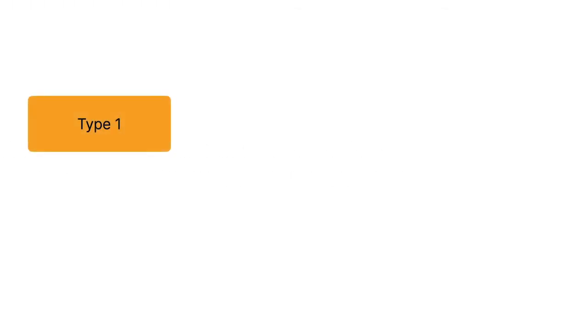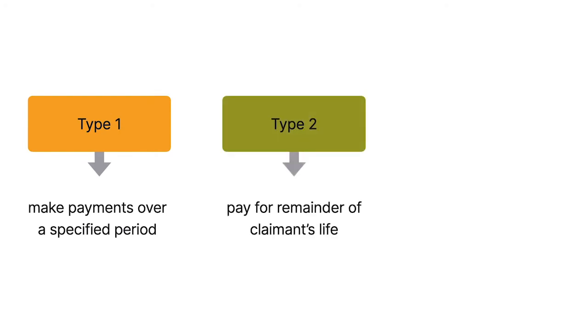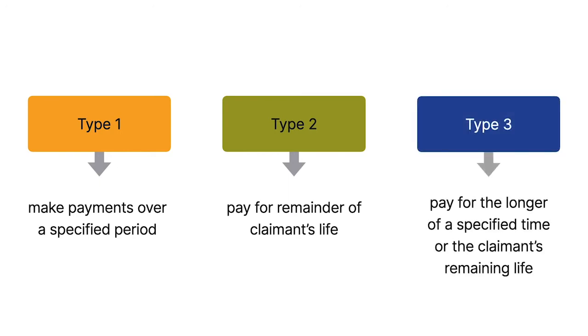In so-called Type 1 settlements, Ford agreed to make payments over a specified period. In Type 2 settlements, Ford would pay for the remainder of the claimant's life. In Type 3 settlements, Ford would pay for the longer of a specified time or the claimant's remaining life.